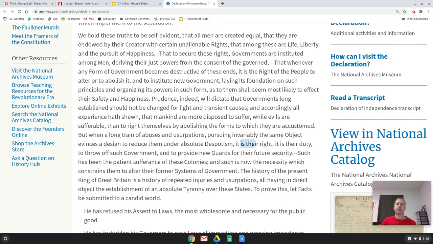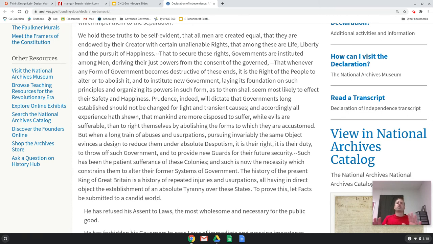We'll skip down to here. The history of the present king of Great Britain is a history of repeated injuries and usurpations, all having in direct object the establishment of an absolute tyranny over the states. So King George III is some evil guy. To prove this, let the facts be submitted to a candid world.